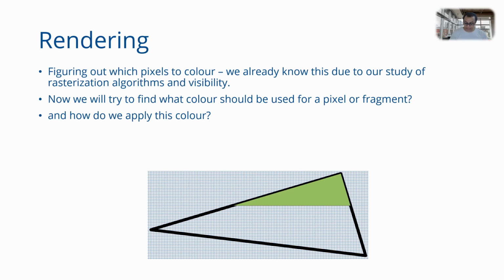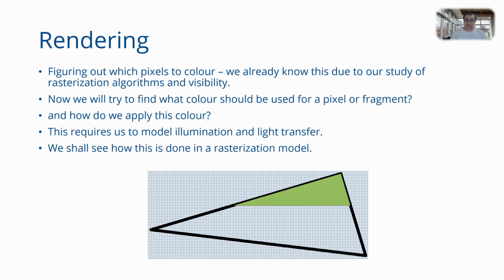So in order to be able to do this, we need to figure out how does illumination travel in your scene. This requires us to model light sources. It requires us to assign surface properties to various objects. And then we need to figure out how does light bounce off from various objects before it reaches our sensor or the camera. So this is what we are going to study in this part of the course, and we are going to study all this inside the context of a rasterization model.